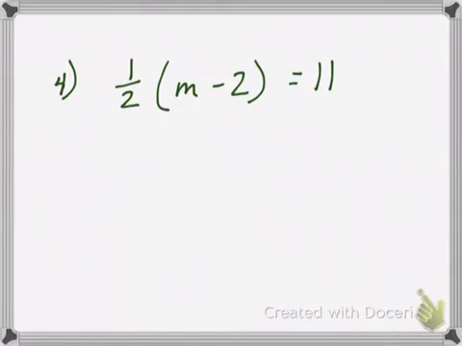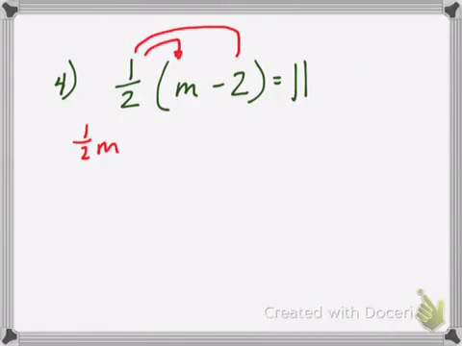And then let's see how you did with the last one. 1/2 times the quantity of m minus 2 equals 11. So step 1, distribute if necessary. I see that I have to distribute because there are parentheses. So I distribute the 1/2 to the m. So 1/2 times m is 1/2 m. And then 1/2 to this, I can read it as -2, right? Because I see that minus 2.